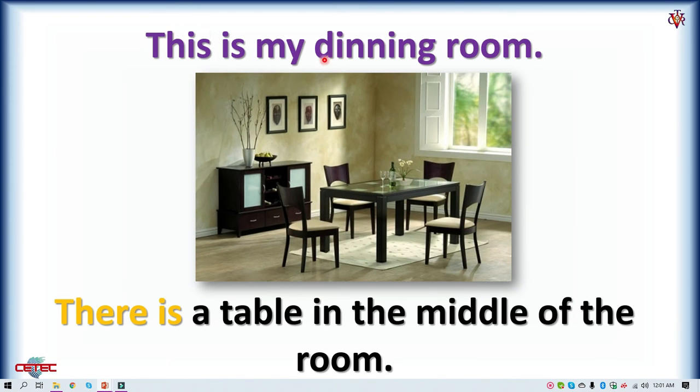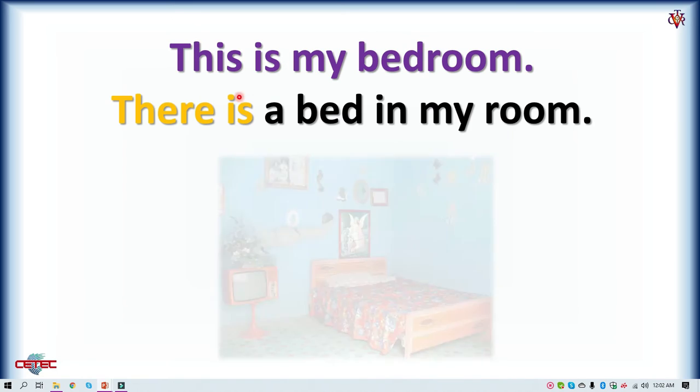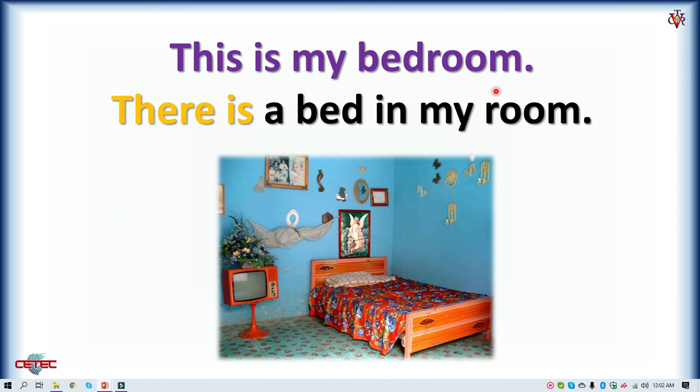This is my dining room. Here, in the picture, there is only one dining room. There is a table in the middle of the room. It's only one table. There is a consonant, a table, only one. This is my bedroom. There is a bed in my room. Here, it's only one bed. In the context of the room, there is only one bed.